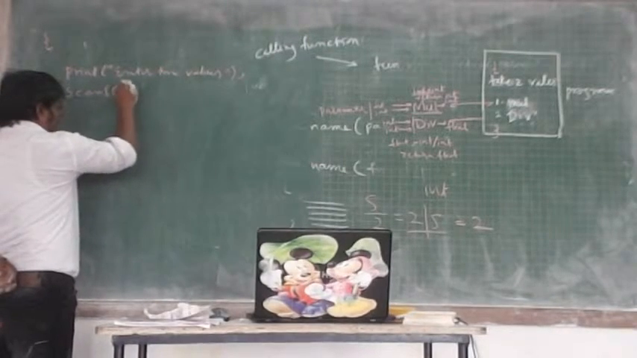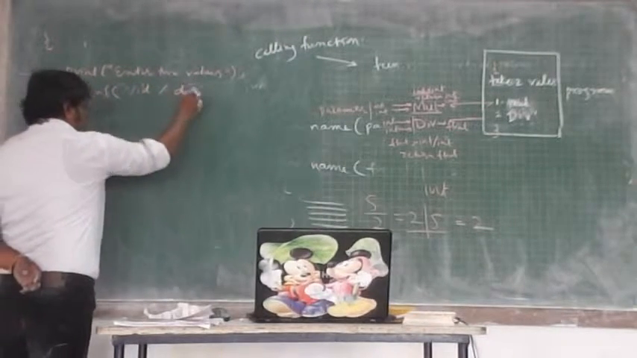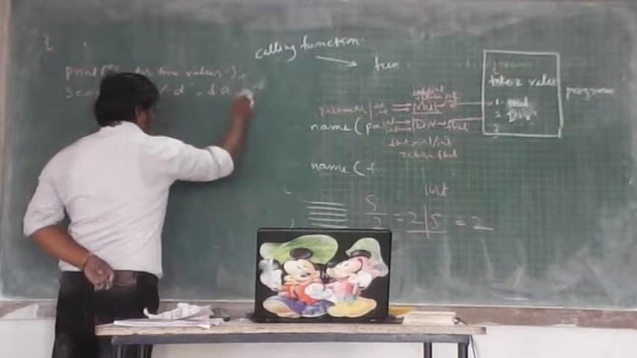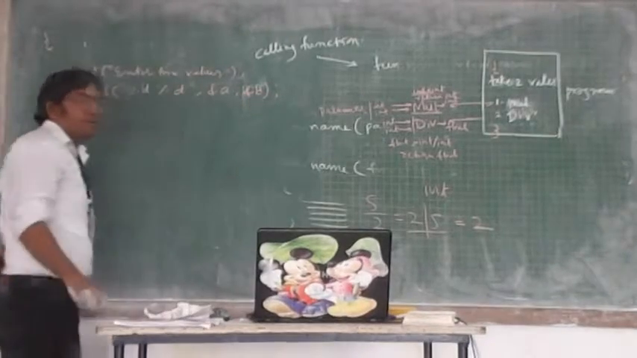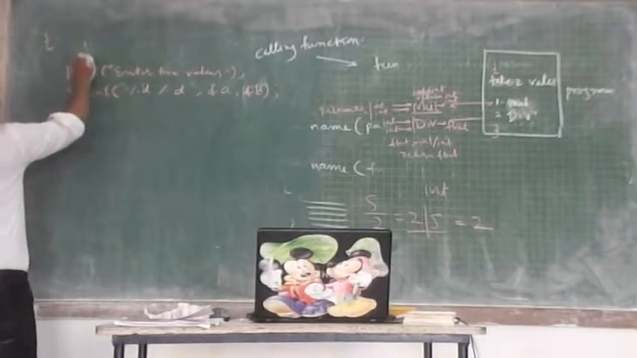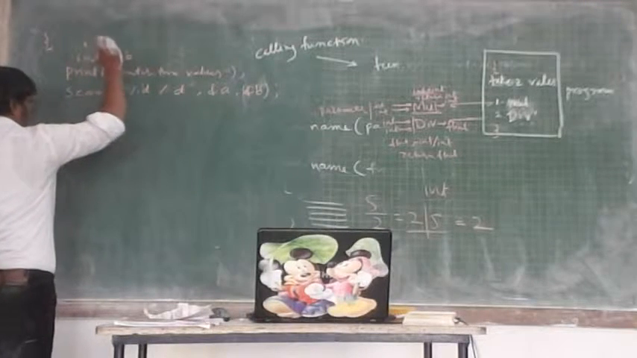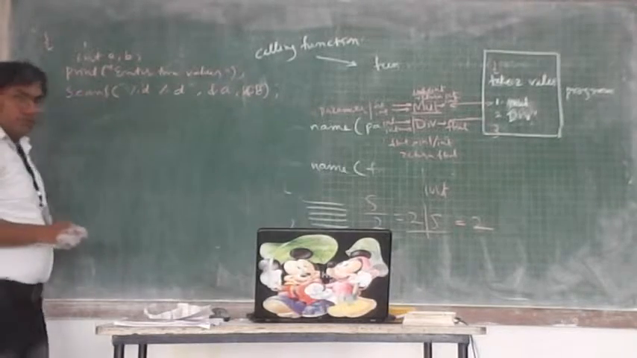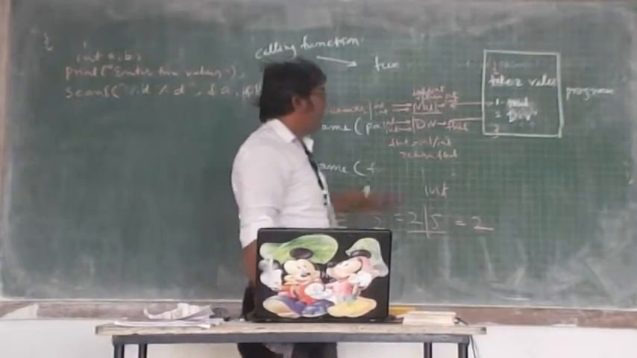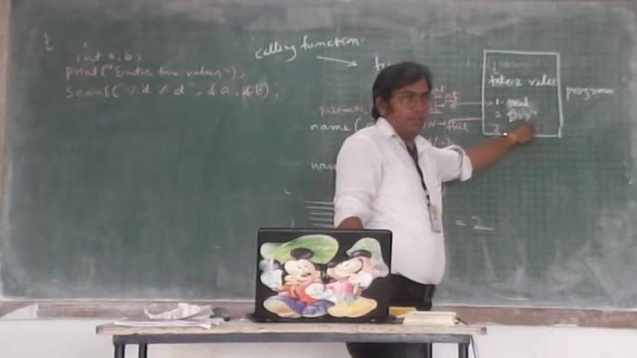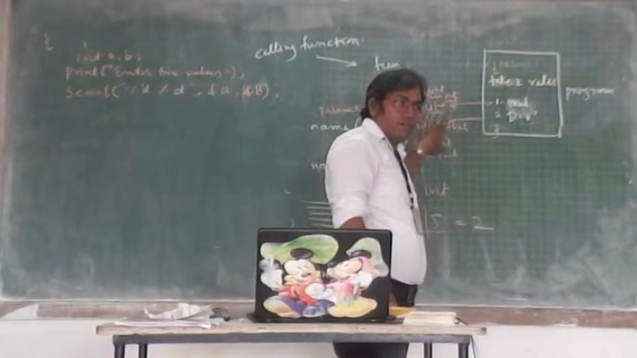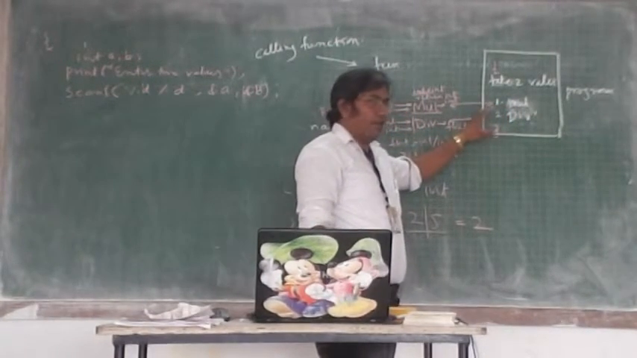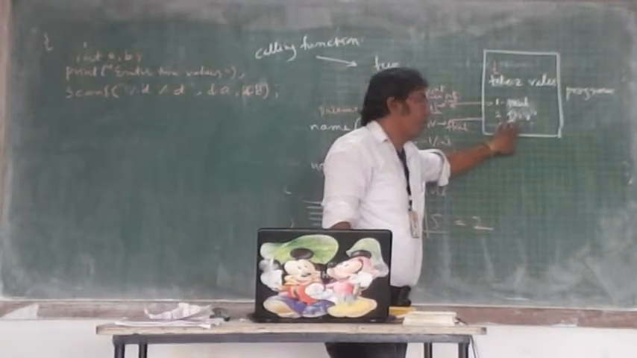Suppose A and B are the variables here. I declare the variables A and B. Now I plan that I will have two functions of this type, and I want to call these two functions in my main program.